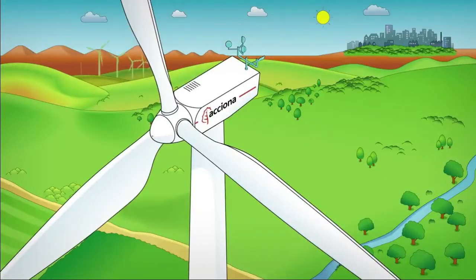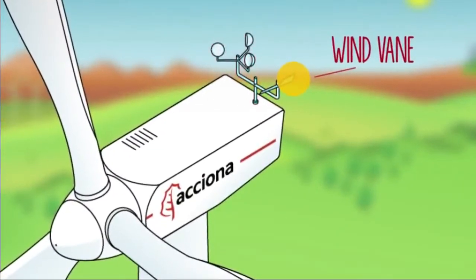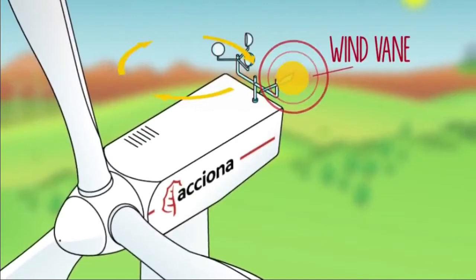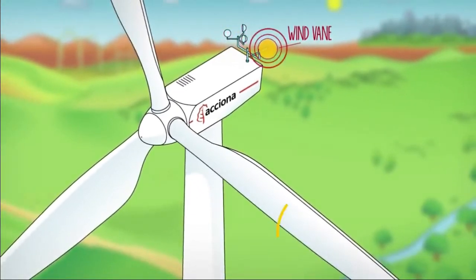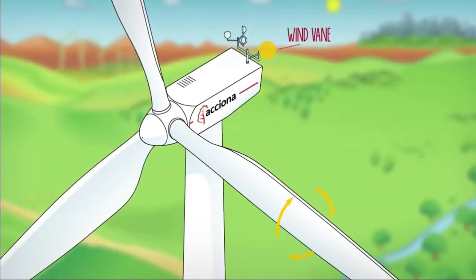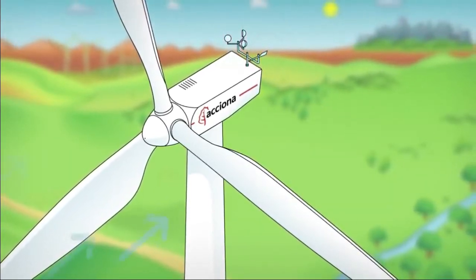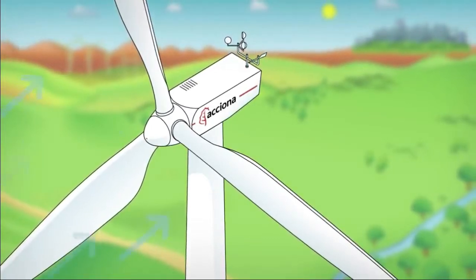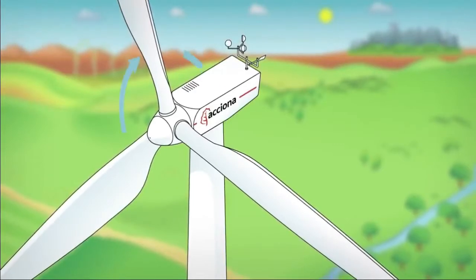Each wind turbine has a wind vane at the top that indicates the wind direction. This allows the turbine to rotate on the tower and face the wind. The blades also rotate on their axis for maximum resistance. Wind force, that is, the kinetic energy contained in moving air currents, spins the blades. These are designed to fully capture its energy.